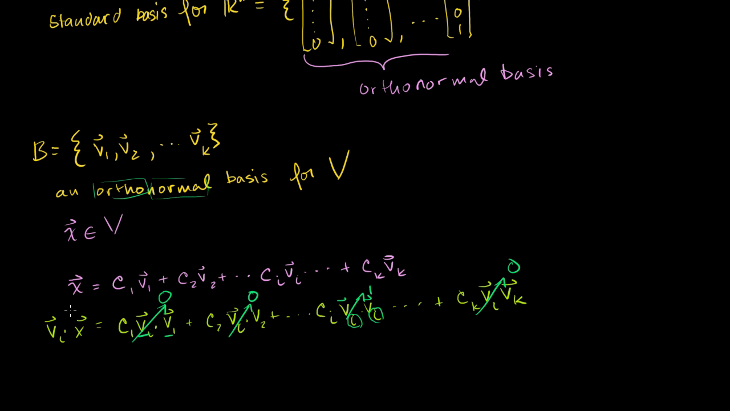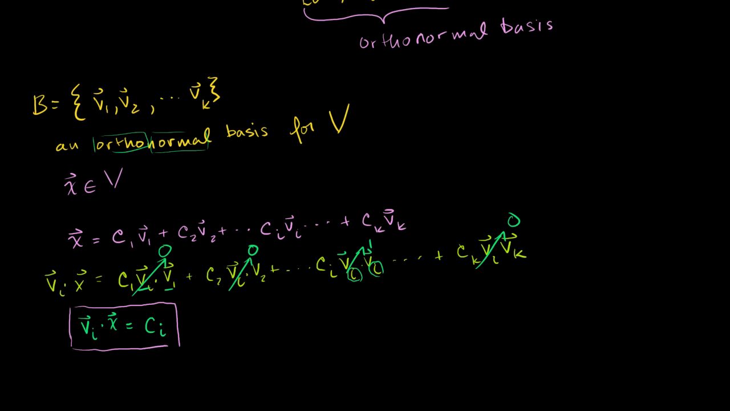So this whole equation has simplified to v sub i, which is the ith member of our basis set, dot x, where x is just any member of the subspace, is equal to, the only thing that's left over is 1 times c sub i. So it's just equal to c sub i. Now, why is this useful? We were just experimenting around and we got this nice little result here. Why is this useful in terms of having a coordinate system with respect to this basis?